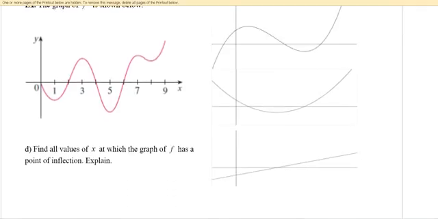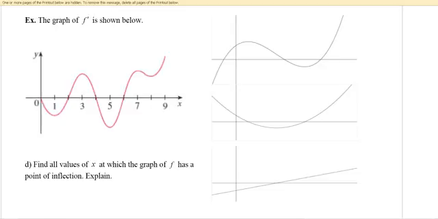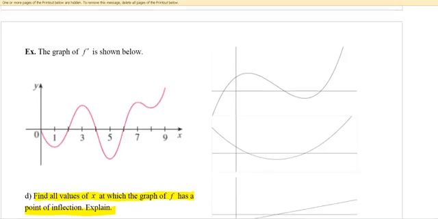Okay, let's move on to question number D here. I'm trying to do this as quickly as I can. Find all values of x at which the graph of f has a point of inflection. Explain. Okay, so here's my original graph, here's f of x. Where's my point of inflection? It's about right here, I guess.